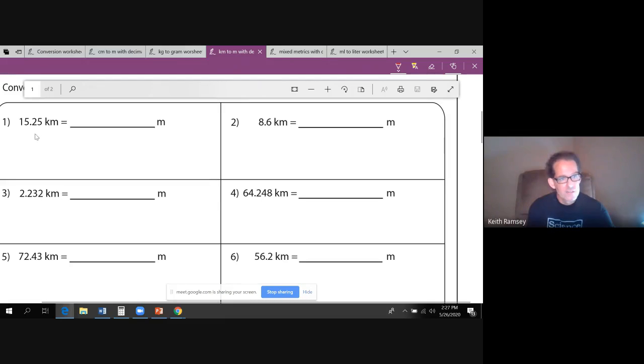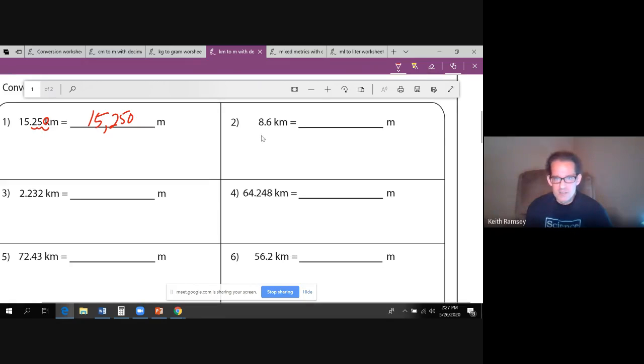So here I have kilometers. So I'm still moving my decimal once, twice, 3 times to the right, okay? So I would have to add a 0 as a placeholder there. So this would be 15,250 meters, or 15.25 kilometers.